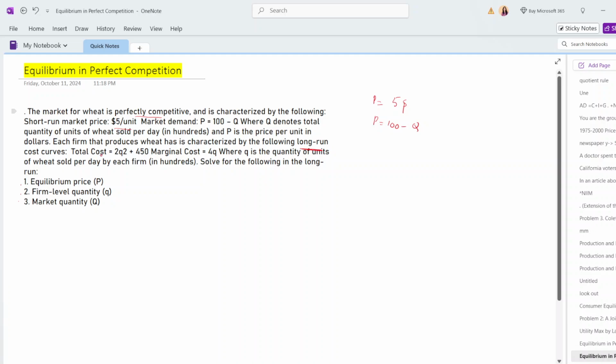the form of long run. Total cost is 2Q square plus 450. I can break it down into variable and fixed cost as well. First part is variable cost, second part would be our fixed cost. And then we have marginal cost function as well, which is 4 times Q. Wherever you can see that whenever they use small letter for quantity, that indicates this is one firm producing. Wherever you see capital, that indicates that this is market production.